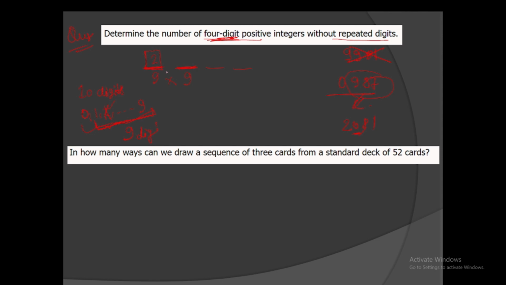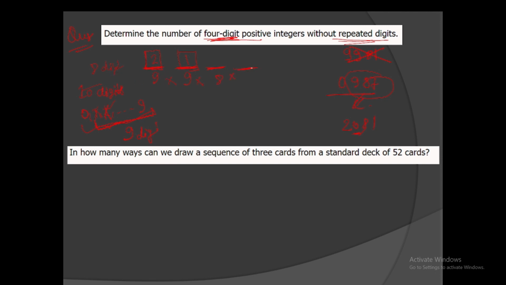So thousands place and hundreds place, and for this tens place, say for example we have fixed over here 1. So out of 10 digits we have chosen 2, meaning 2 are already done. We cannot repeat the digits, so we have only 8 digits to use. So on this tens place we can have 8 digits, right?